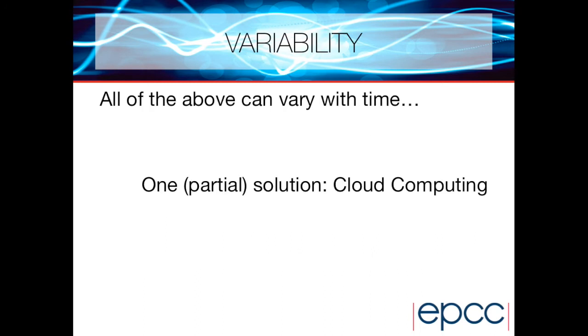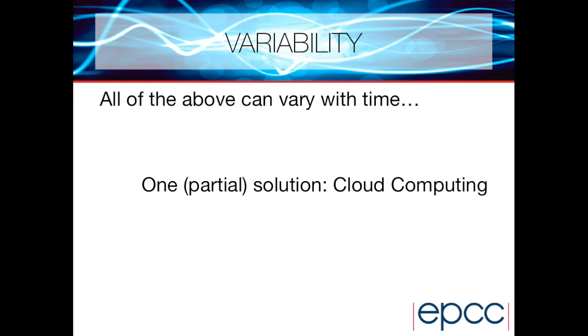The next V is variability. If we look at pretty much all the above, they can all vary with time. And the bigger your data, the bigger the dimensions that we've been through before, the more scope you have for this to vary and change substantially, change in some real way with time. So you might have to process data in different ways at different times or use different computing resources.